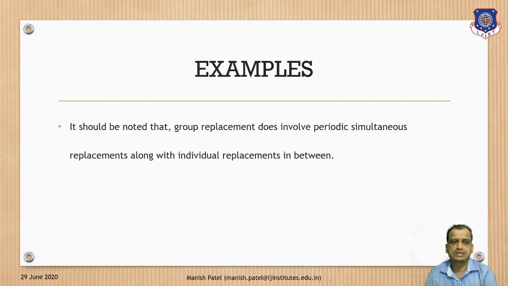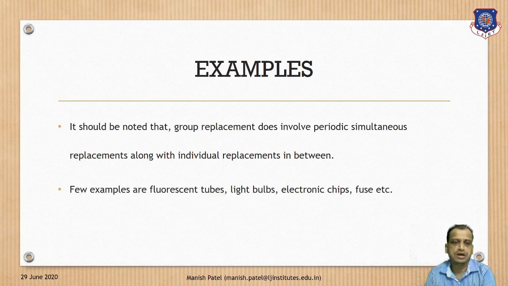Now what are the examples? If you see here, it does not involve periodic simultaneous replacement along with individual replacement in between. Let's say, for example, the company is replacing the bulbs as and when required. Imagine that after a couple of months some of the bulbs are faulty and need replacing. The company will also do a group replacement of all the bulbs at the end of 2 months, and also replace the faulty bulbs as well. Even by doing this kind of policy, they will benefit with a huge amount of money. So let's see how this happens and how they get the benefits.